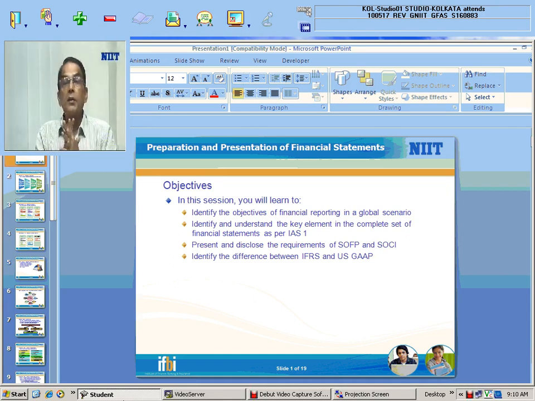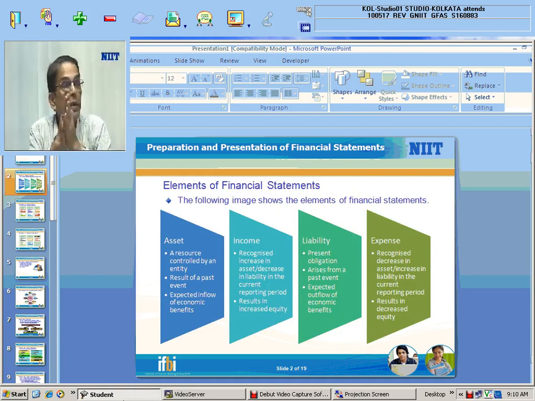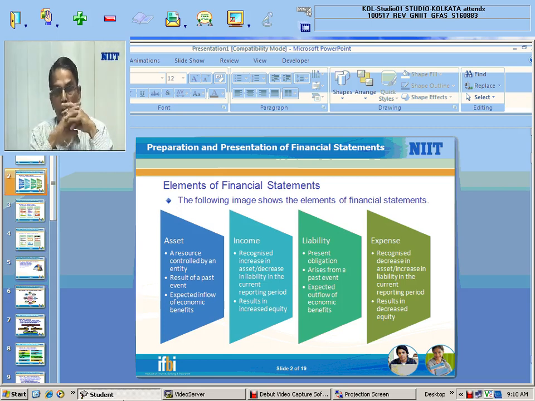Now, what are the elements of financial statements? What do we find in financial statements? What are the important elements of financial statements? You can categorize the elements of the financial statements into 4 types. So IAS 1 recognizes 4 elements that constitute the financial statements. One element is asset.